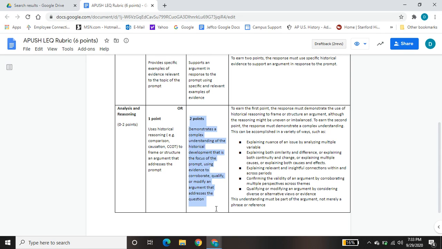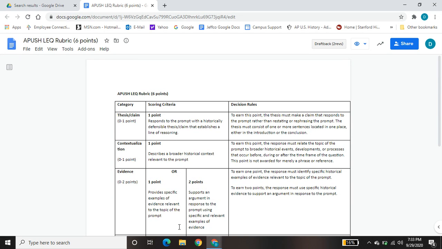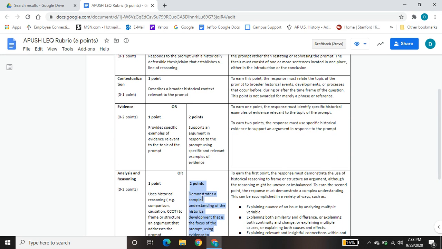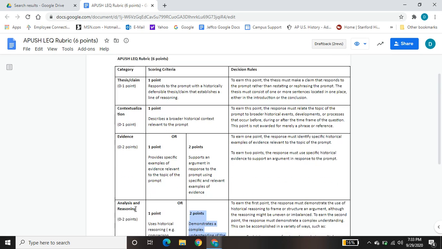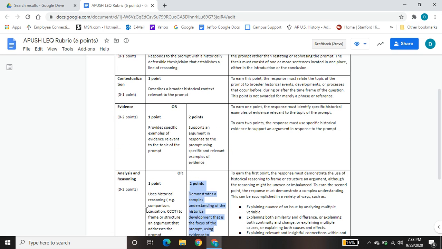This is a really, really hard point. My suggestion to you is, unless you feel like you've already gotten these other 5 points, don't try for that point, right? Just let that point go. Missing this 1 point is not really going to affect your grade. Focus on the easy points. Thesis is an easy, easy point. Context is an easy, easy point. Evidence is an easy, easy point. Okay, at least 1 point should be easy for evidence.